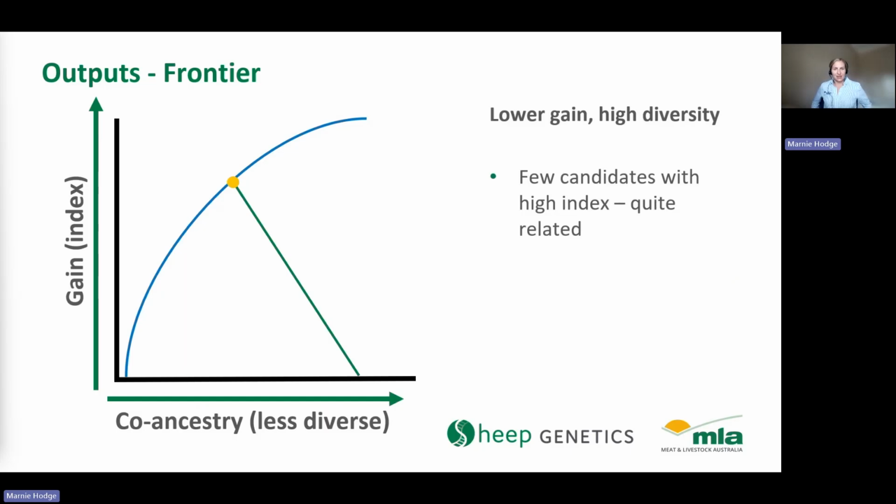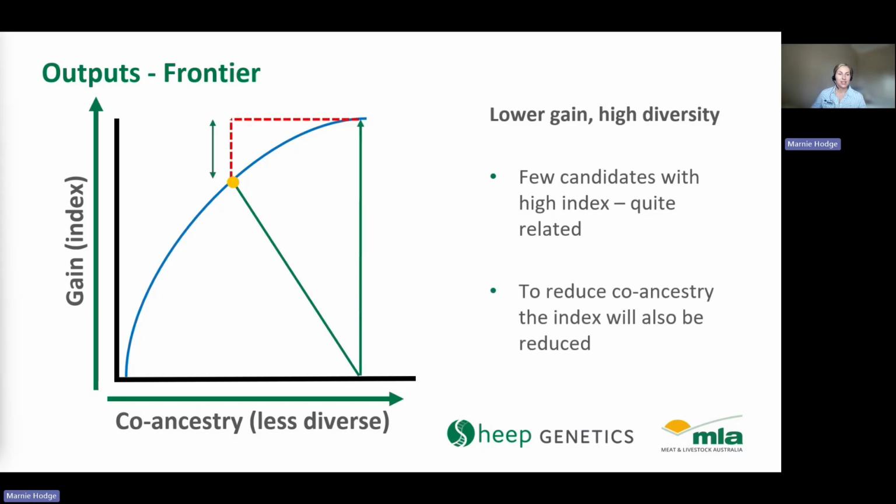For this particular example of the output for MateCell, this example looks at a lower rate of genetic gain in the expected outcome, but also a higher rate of genetic diversity. In this example, there probably would have been fewer male candidates with a high index, and those male candidates would have been quite highly related. So to ensure that we're creating more diversity in the population, we actually had to sacrifice quite a bit of index to get to this point. To reduce co-ancestry, the index also had to be reduced.